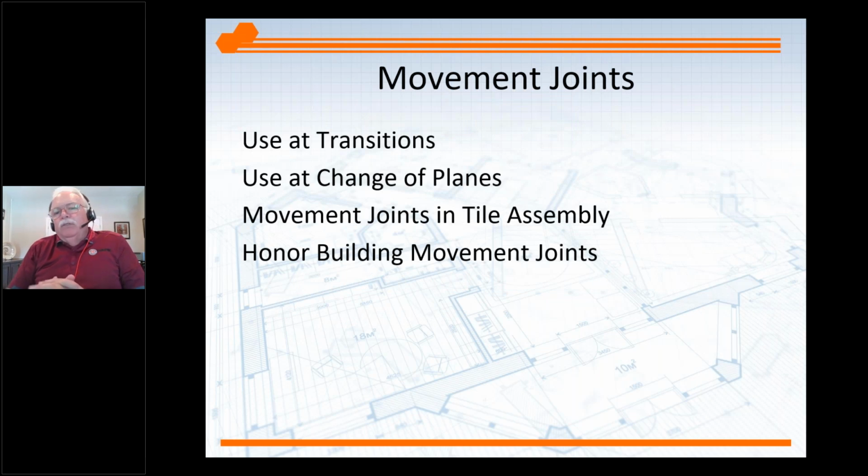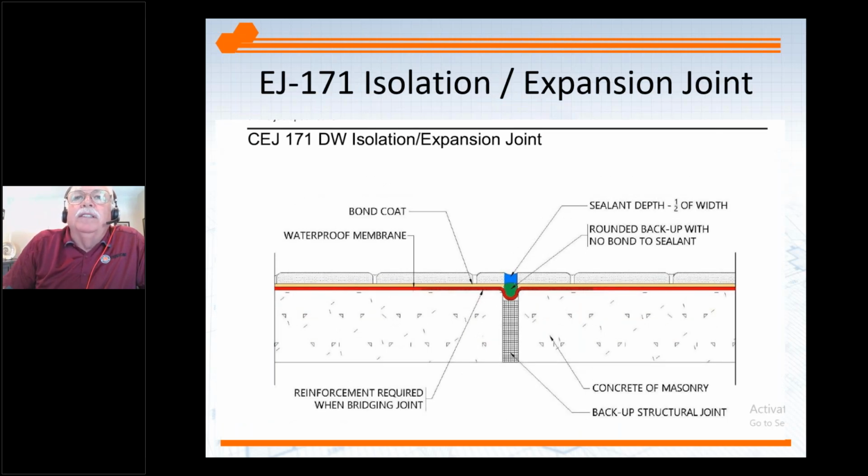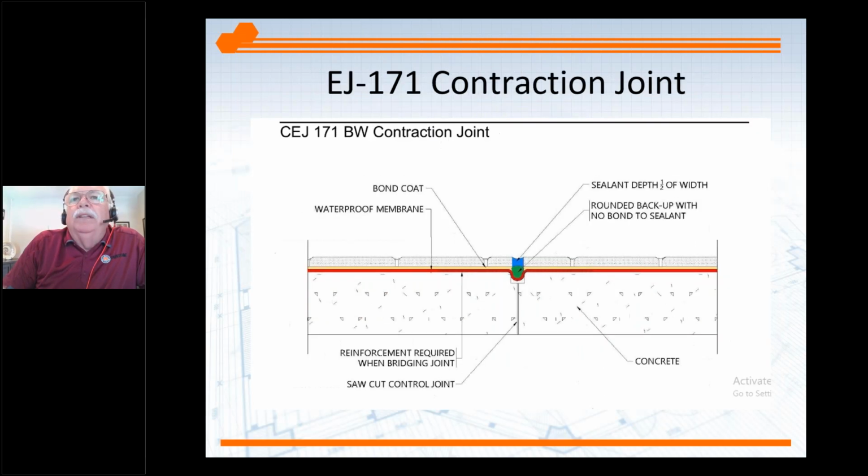Now, what we see in the industry, probably the biggest failure in the industry, is lack of movement joints. Movement joints are put into the structure to allow that structure to properly move, and we cannot tile over them. In the back of the TCNA Handbook, there is EJ171, with different types of construction joints that we can use, expansion joints, isolation joints, but they have to be brought up through the tile assembly themselves to allow that movement.